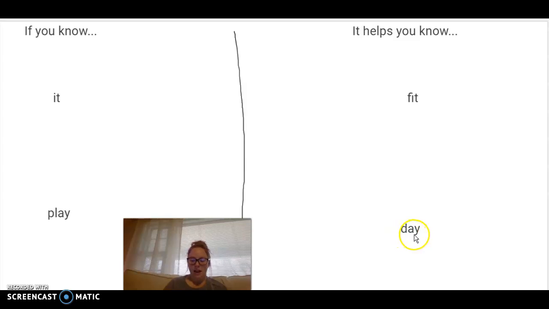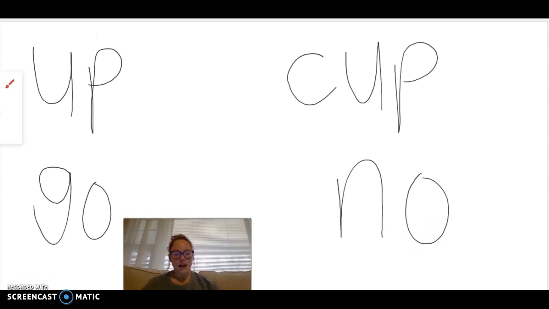So let's put that ending sound and the beginning sound together. D, A, day. So if we know the smaller word it can help us to figure out the word it, fit. And if we know the ending part of this word play makes the A sound, then we can figure out the new word, A, day. We're going to look at some more words.